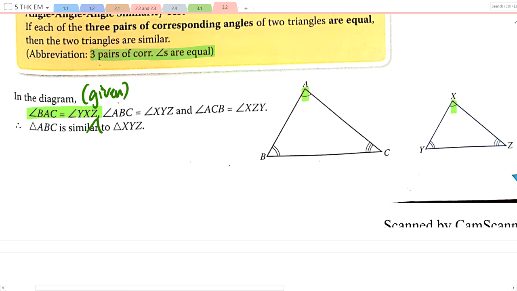Then we also have another angle, ABC, XYZ. They're talking about these angles now. They are again the same, right? And what is the reason? Given. And now they compare the third pair of angles. Again, they are the same. What is the reason? Given. I have now shown that three pairs of corresponding angles are equal. Therefore, these two triangles are similar. Okay?